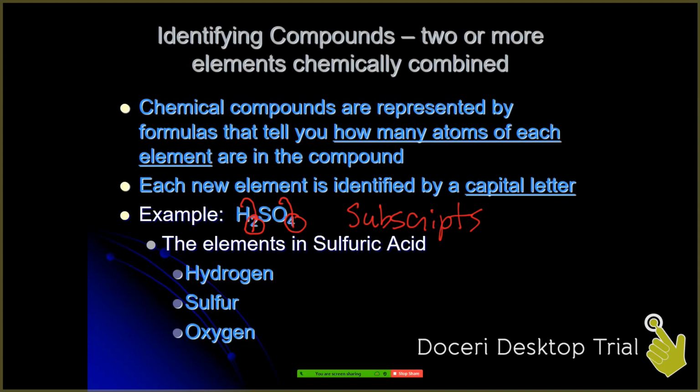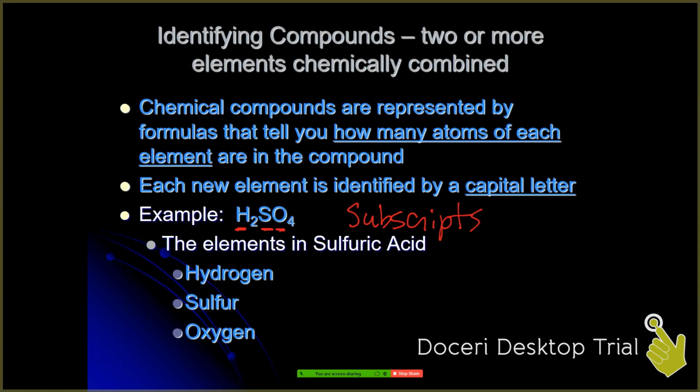If there wasn't a subscript, like this sulfur, there's no little small number behind it, then what do we assume is behind it? If there's no subscript, then we assume there's just a 1 because we never write a subscript of 1. So if we look at this particular one, this is sulfuric acid. Every time I have a new element is when I have a capital letter. So in this case, I have hydrogen, sulfur, and oxygen.